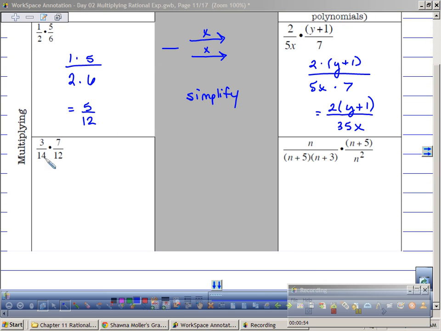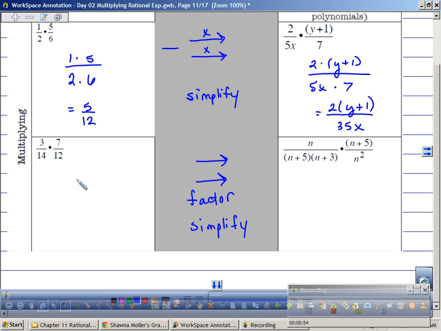Okay, let's look at this one. What's different about this one from this one? There's common factors in there. So we're going to do the same thing. We're going to multiply straight across, but as we're multiplying straight across, the numerator and the denominator, we're also going to factor and then simplify.